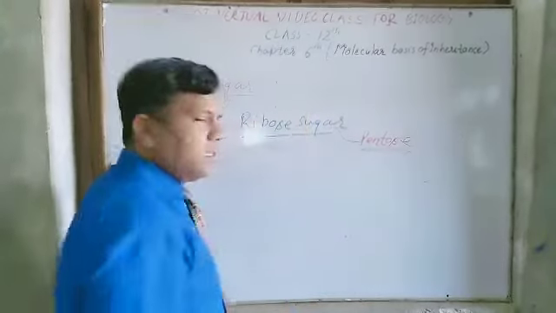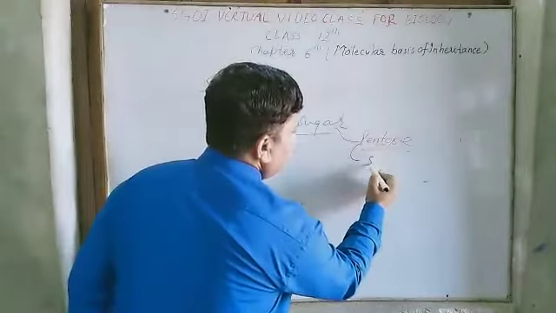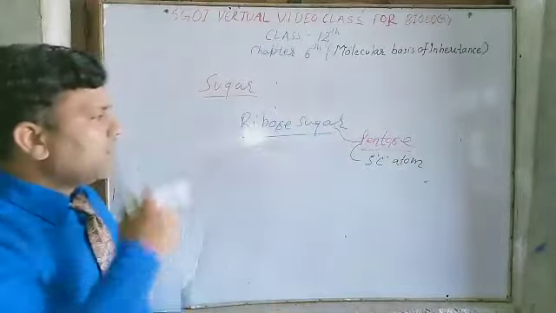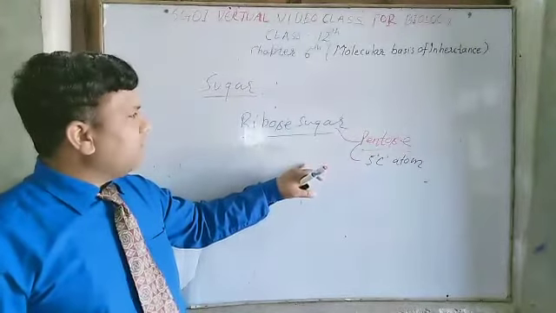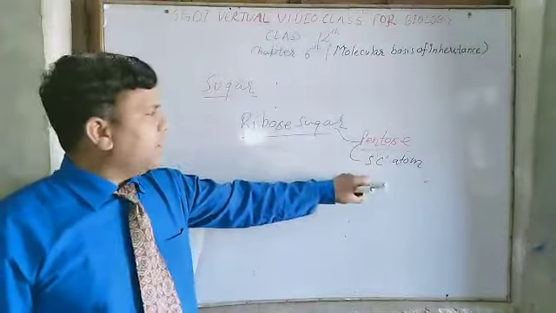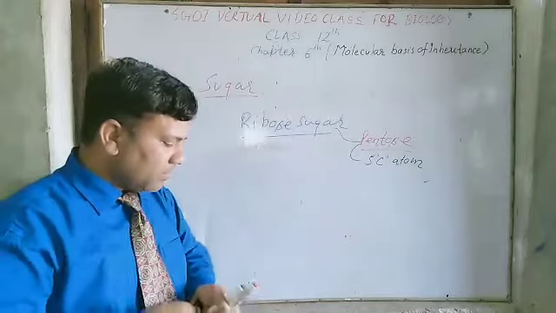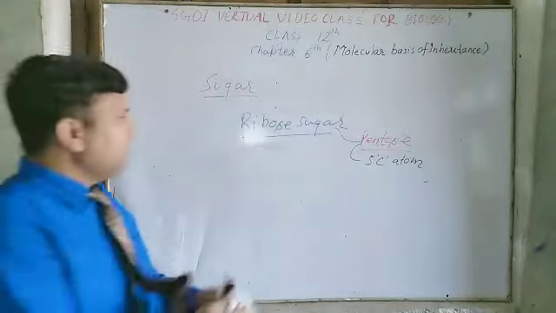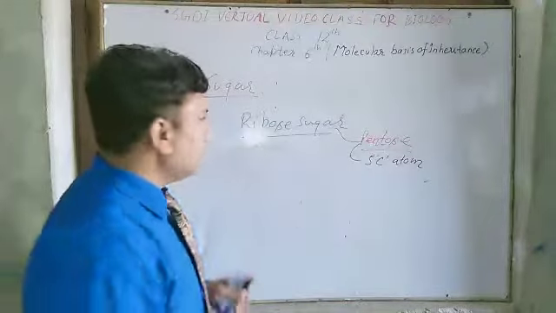Pentose means it is made up of 5 carbon atoms. Ribose is a sugar that is pentose in nature. It is a monosaccharide sugar. It means that this ribose sugar is made up of 5 carbon atoms, and in the case of DNA it is called deoxyribose, and in the case of RNA it is called ribose.